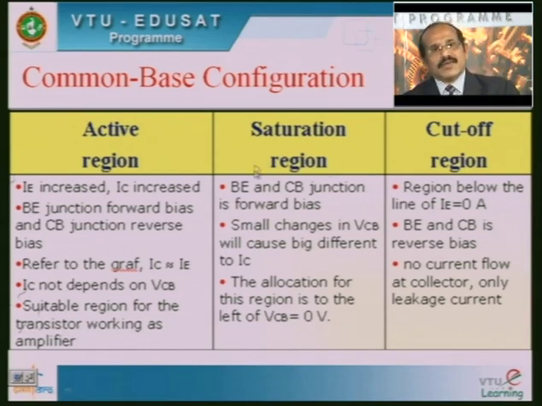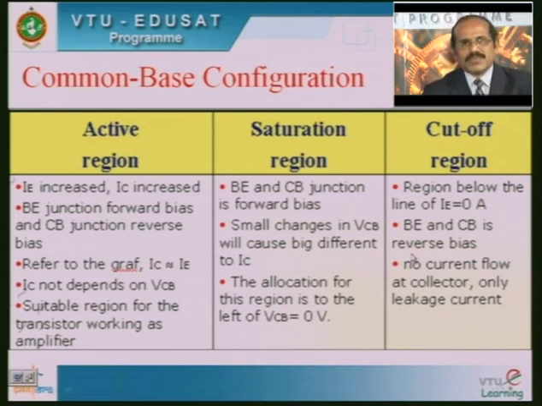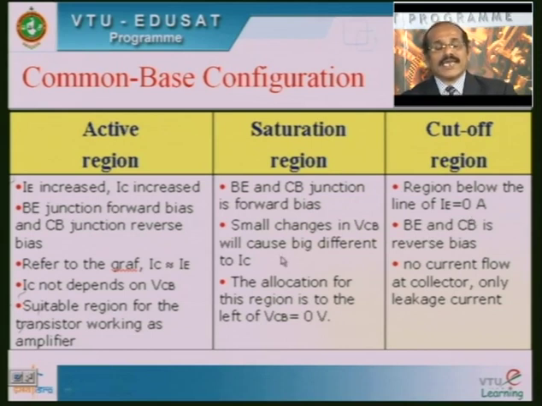Whereas in the saturation region, both input and output junctions are forward biased. Also, a small change in VCB causes a big change in the output current, that is the collector current. So this region is to the left of VCB equal to zero, and that is called the saturation region. The cutoff region is the region below the line of IE equal to 0. In this case, both input and output junctions are reverse biased, and no current flows when the device is in the cutoff region, or only a leakage current flows, in the range of microamperes.